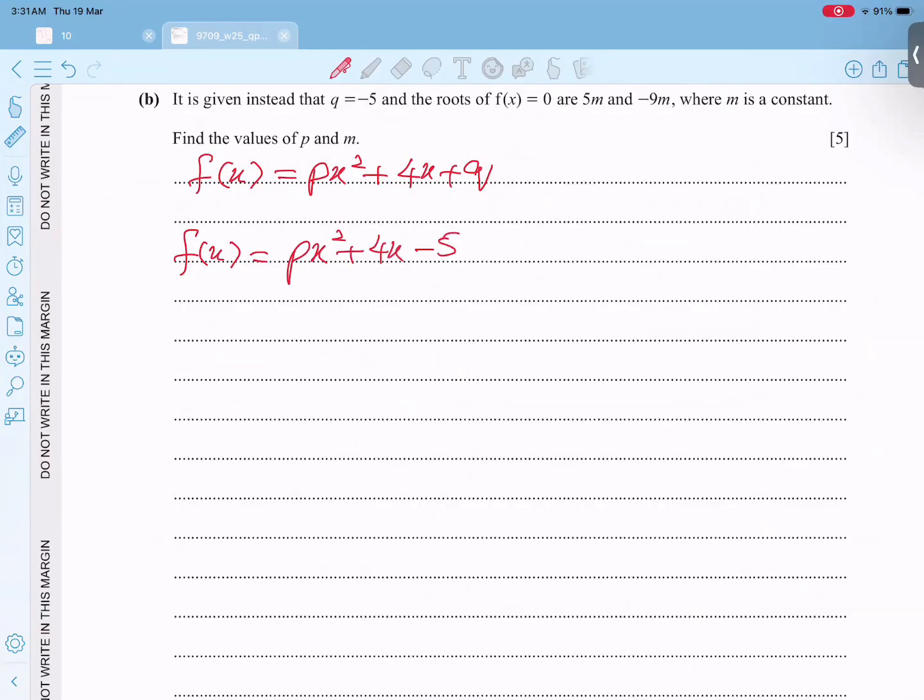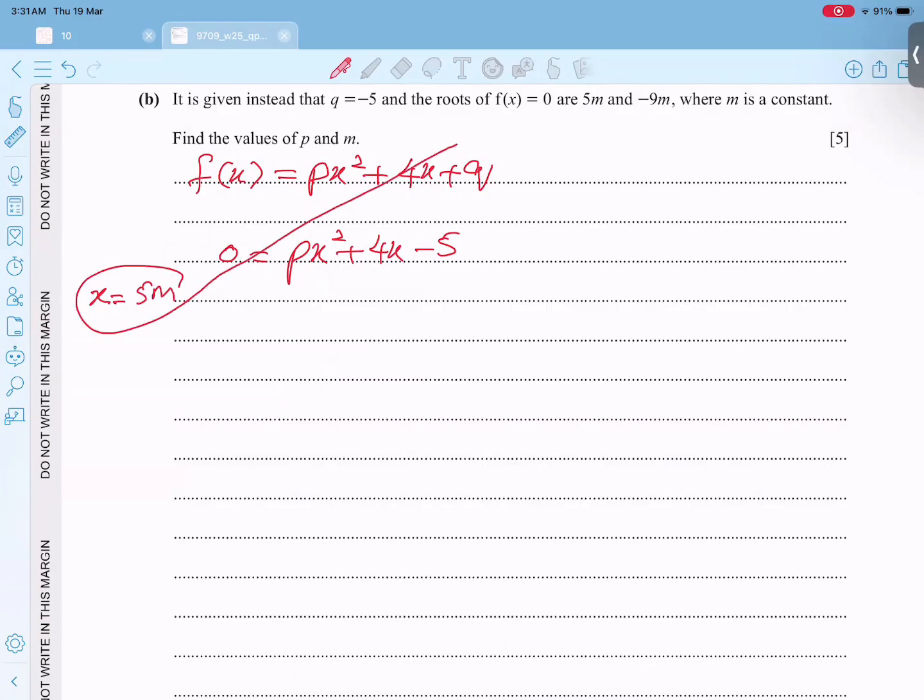Done. Now he's saying these two are roots. So roots, we can plug in inside. If I consider the first one, it means that f(x) is replaced by 0. So I'm replacing here 0, and I replace every x by 5m.